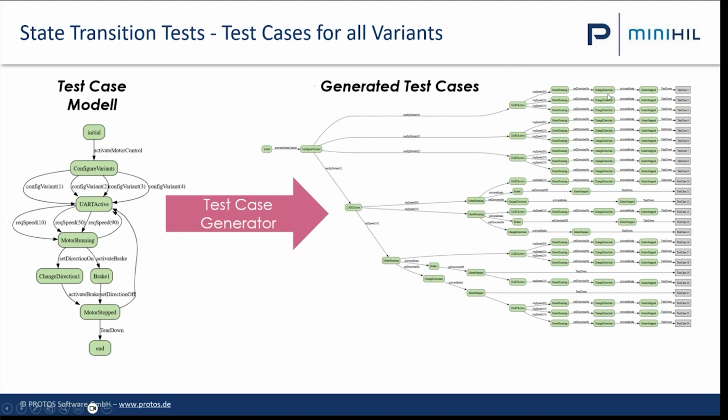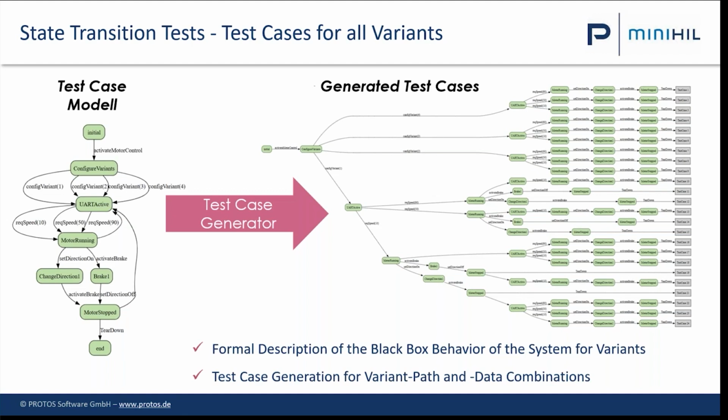And with the test case generator, we generate not only the documentation, as you can see here, but also in C code, all the test cases that are directly executable. So you have a formal description of the expected black box behavior of the systems for all the variants. And then we have a test case generator for all the variant path and data combinations. That's a very deep testing, and it helps a lot with your variants, but also with things like sporadic errors like race conditions and so on. That's a very good approach for this.